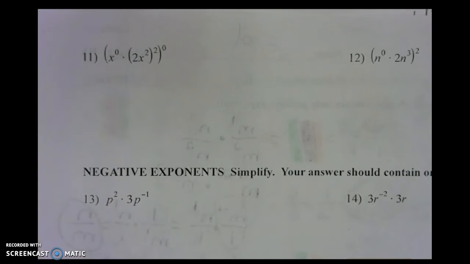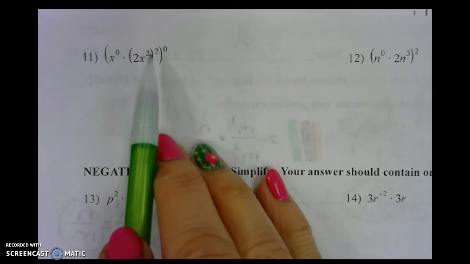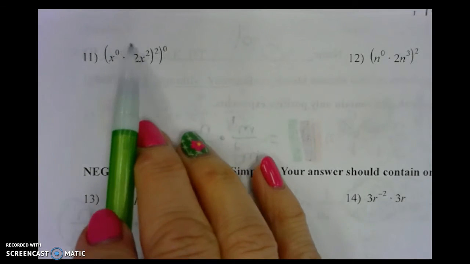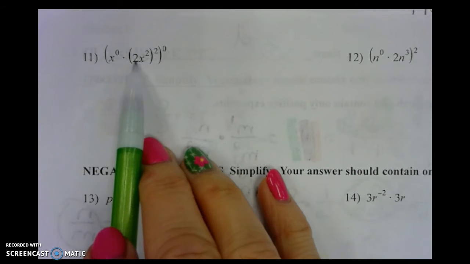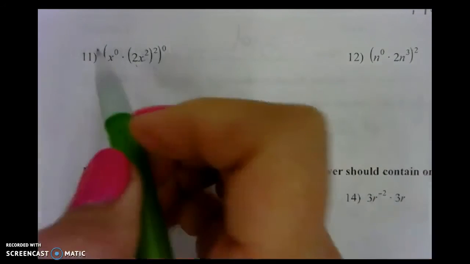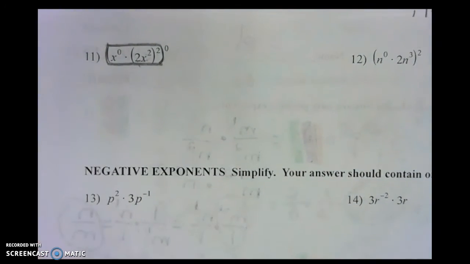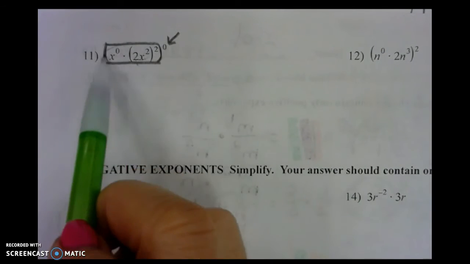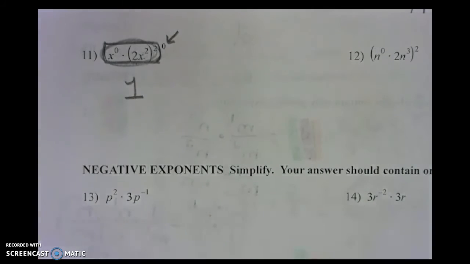On number 11, we've got x to the 0. We've got a 2x squared squared. We've got 2 sets of parentheses, one smaller set. Typically, you would start on this inside set of parentheses first, but if you are careful and you look, you see that this entire group in that parentheses has the 0 exponent, which means everything inside there is just 1.